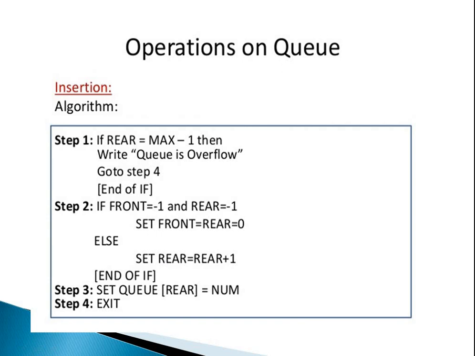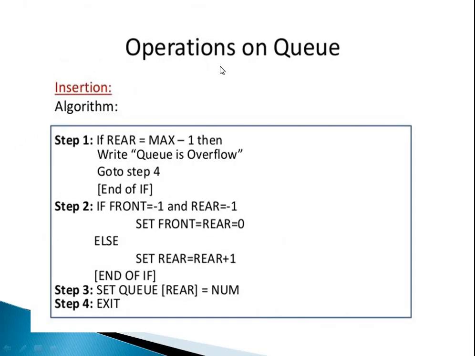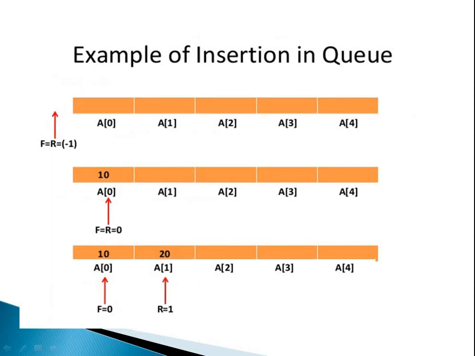Here you can see that scenario: if the number of elements is 4, 1, 2, 3 and 4, and you want to add any new element, then rear plus 1 will become the 4th position, right? So every time rear will be incremented by plus 1 position, and then we'll set the position of Q at the rear, and then finally we'll exit. So this is the insertion algorithm where the elements are inserted in the queue.